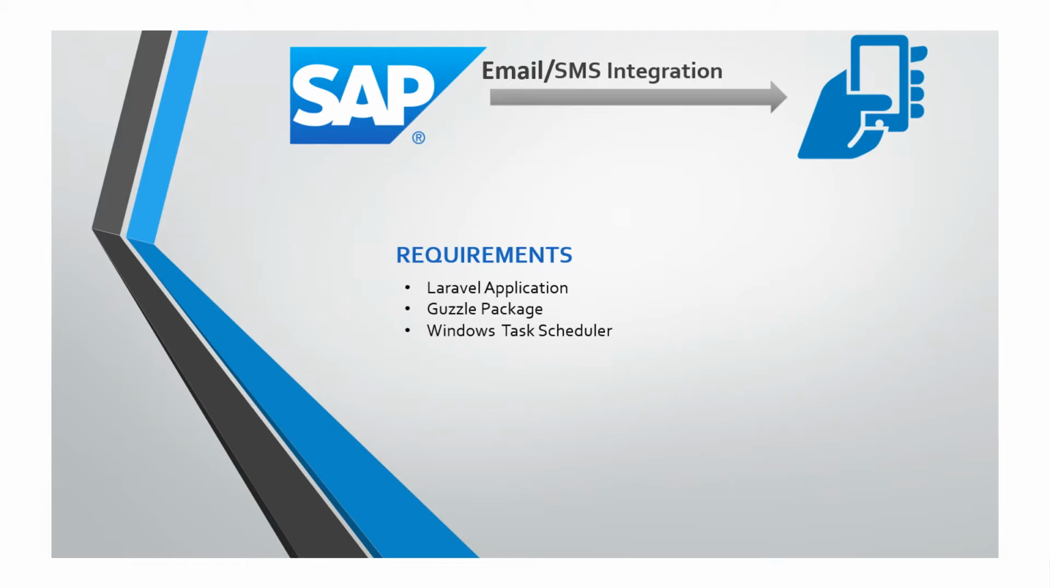So for this tutorial, we're going to require three things. The first one is an installation of a Laravel application. Then we are also going to be using the Guzzle package, which will allow us to make HTTP requests, that is, to be able to communicate with the APIs from our Laravel application. Then the APIs we are going to use for SMS sending. Then we're also going to use Windows Task Scheduler. So these will allow us to schedule the reports and have them delivered at the time that we have specified. So let's get started.